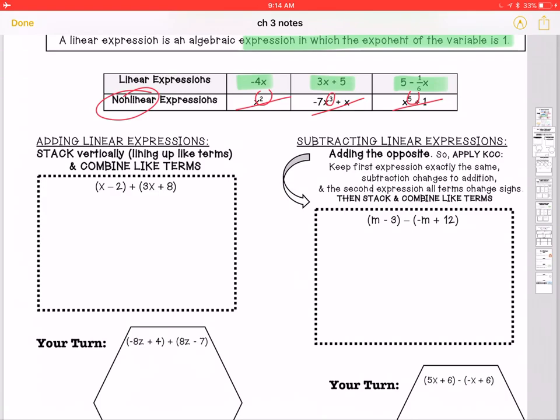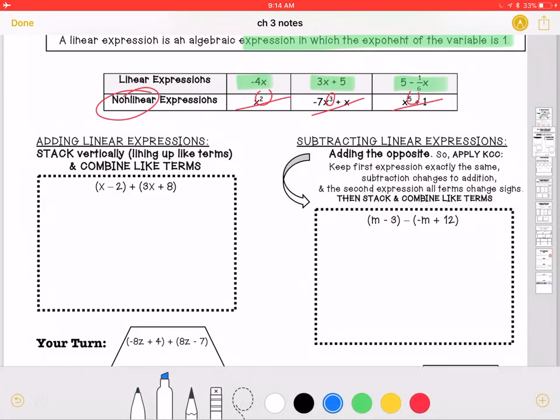So when we're adding, let's look at this first box, linear expressions. We're going to stack them vertically, lining up the like terms, and then just combine those like terms. So let me show you what I mean. You'll notice a linear expression is broken up or divided by its parentheses. So that's one linear expression, this is another, and we know that they're being added because of what's in between those parentheses. Don't look at each individual one, look between it where I highlighted yellow there.